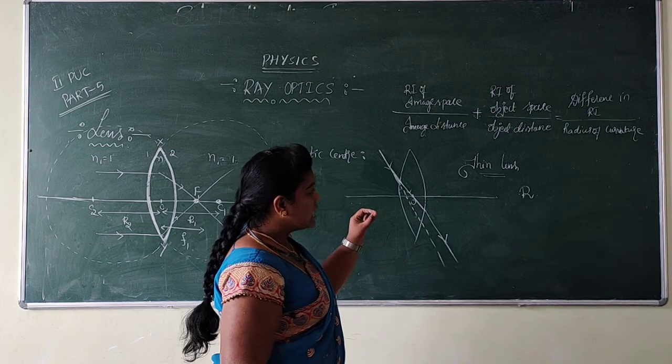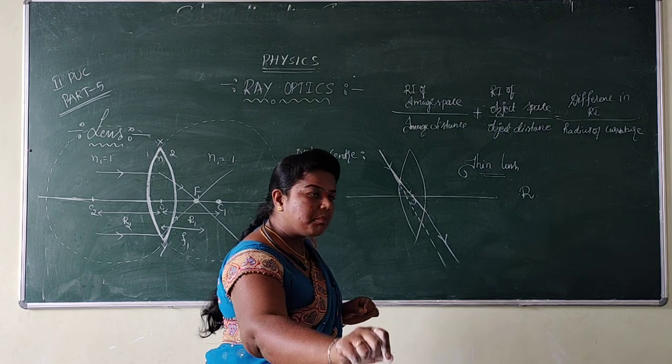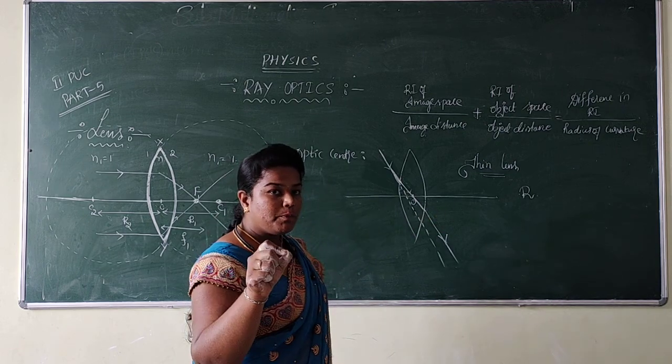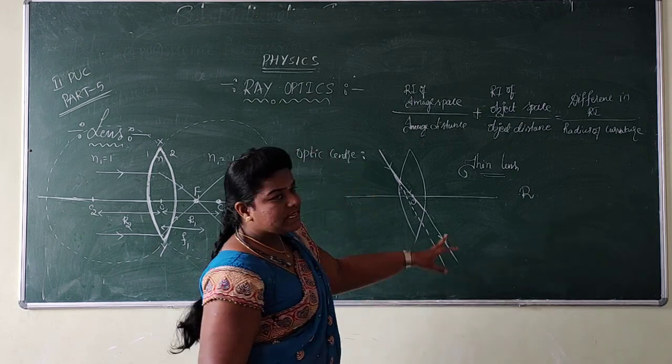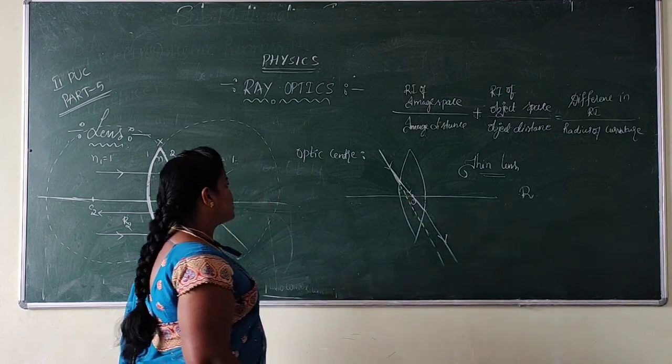Thin lens is a lens whose thickness is very, very negligible compared to that of the radius of curvature. Hope you have written the definition for the thin lens. So I'm repeating again, whose thickness is very, very negligible compared to that of the radius of curvature.